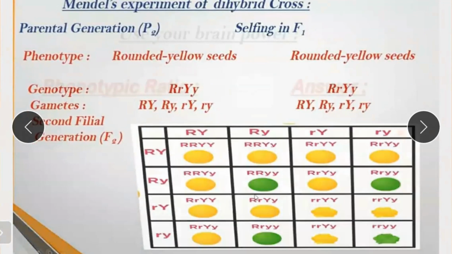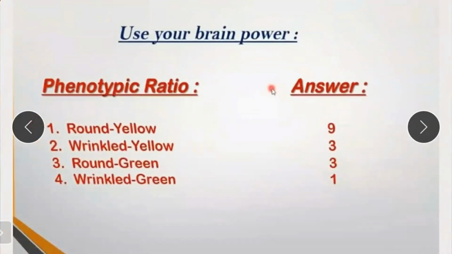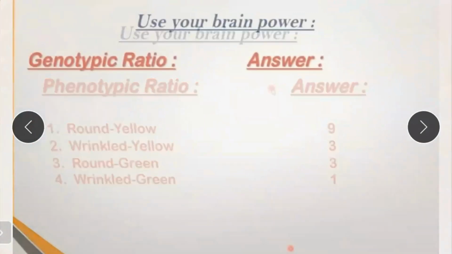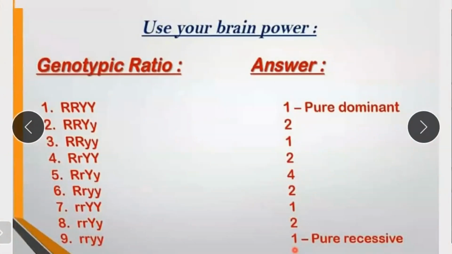So in the further slide, we can see the phenotypic ratio here. See, round yellow is 9 in number. Wrinkled yellow is 3. Round green is 3. And wrinkled green is 1. So what is the genotypic ratio of this? See, pure dominant is round and yellow, and pure recessive is wrinkled green. Okay, so this is all about the dihybrid cross.